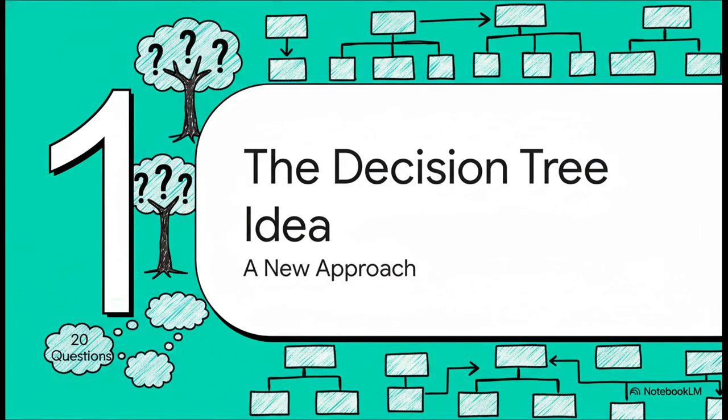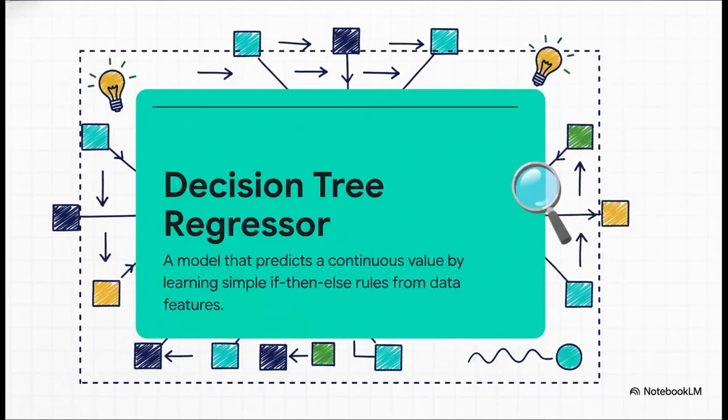So instead of trying to find one single master equation to fit all the data at once, the decision tree uses a classic divide and conquer strategy. Seriously, just think of it like a flowchart or maybe a game of 20 questions that it's playing with your data. And here's the more formal take. It's a model that learns a series of really simple, intuitive if-then-else questions to predict a number. It's what we call a white box model.